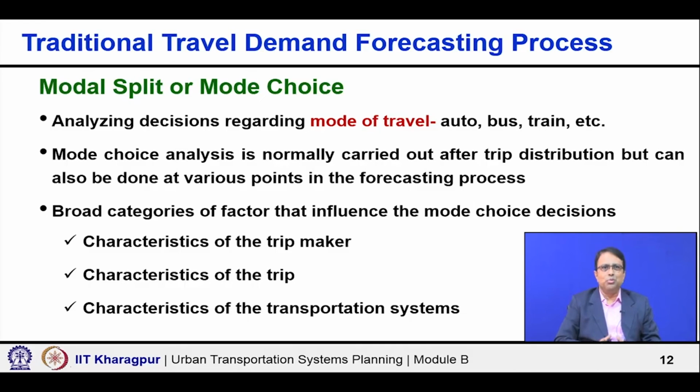So, the socioeconomic characteristics and the characteristics of the trip maker are very important. They may influence the mode choice decision. Characteristics of the trip also may influence the mode choice decision. For example, somebody going to the office, maybe travel time is the most important factor, right. So, he or she will probably take a mode where the travel can be faster, right.